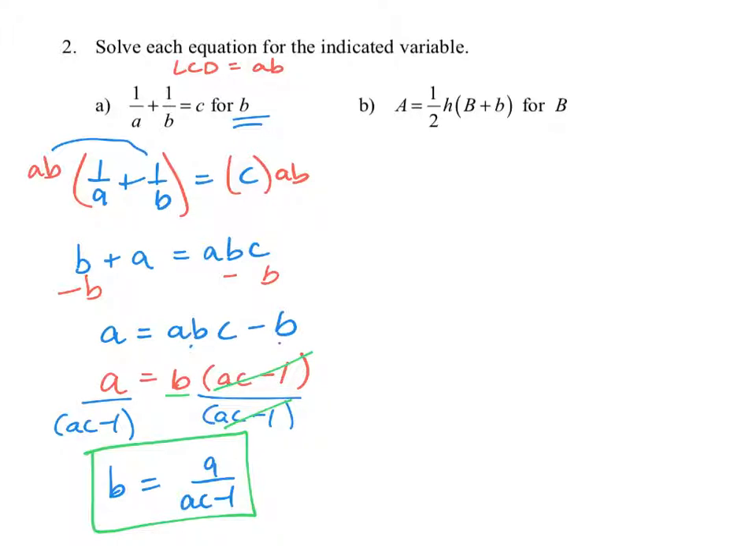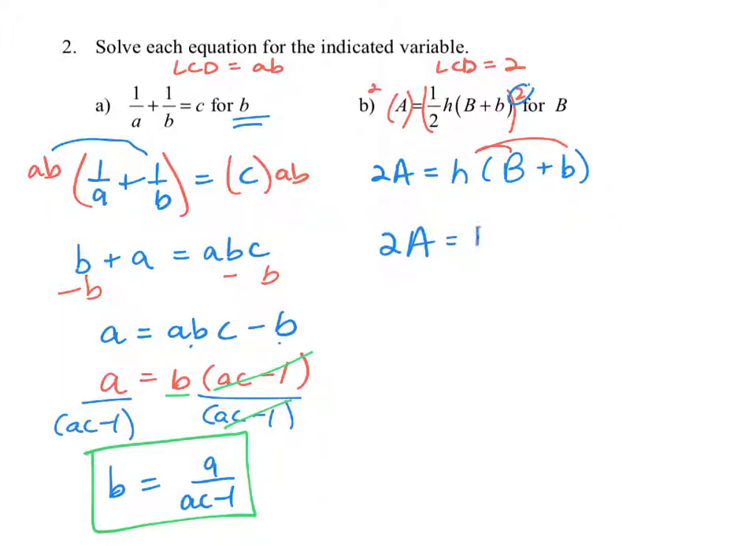In example B, we want to multiply by the LCD, which in this case is 2. We're going to multiply the whole left side of the equation by 2 and the whole right side of the equation by 2. When you multiply the left, you get 2 times A, and then here the 2 times the 1/2 is just going to be 1, so it's H times capital B plus lowercase b. Now we can distribute the H to get 2A equals BH plus lowercase bh.